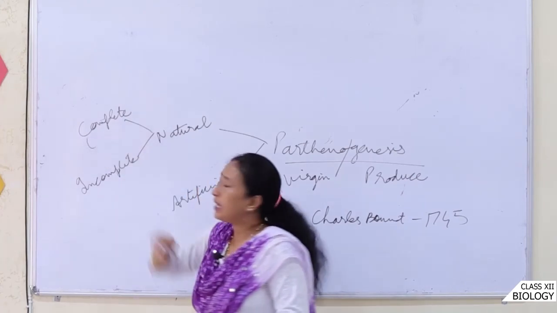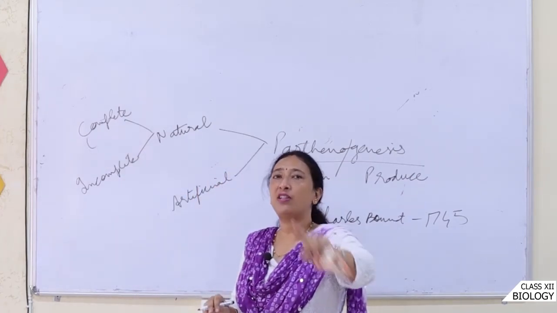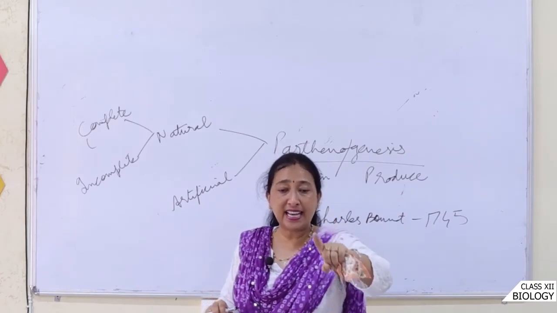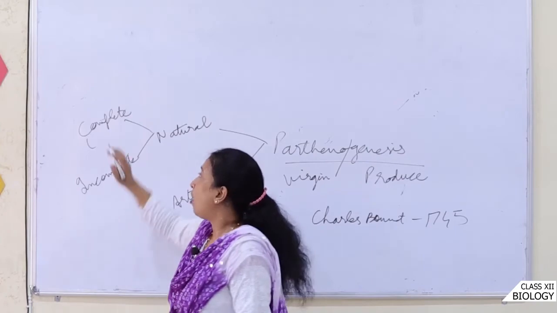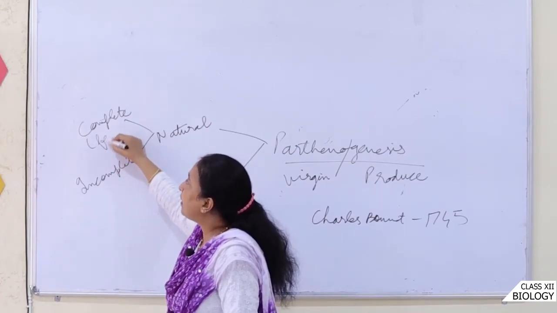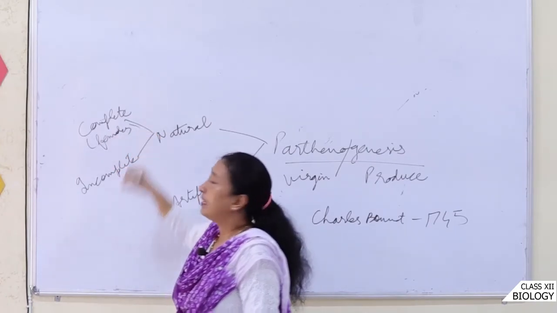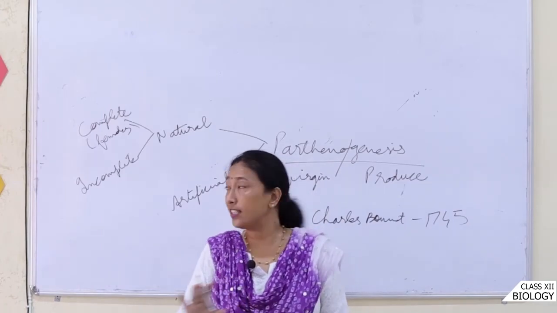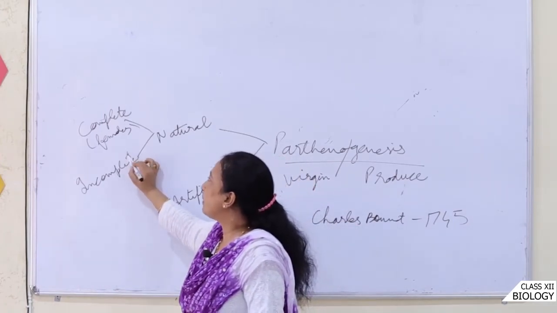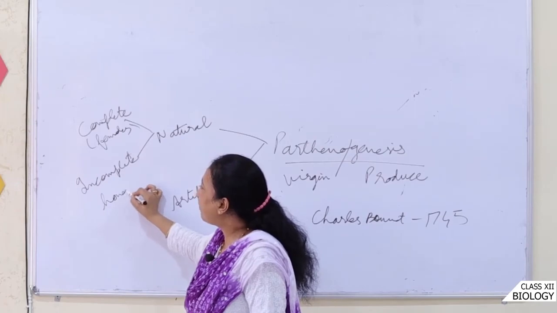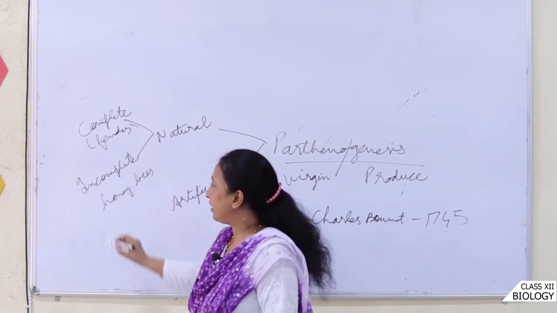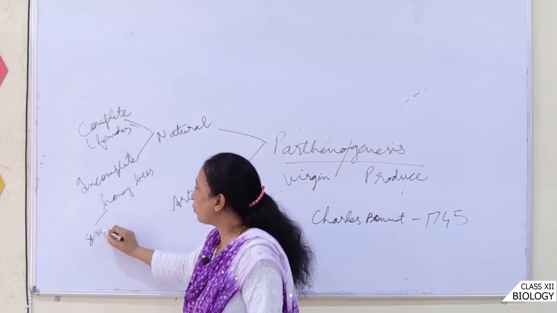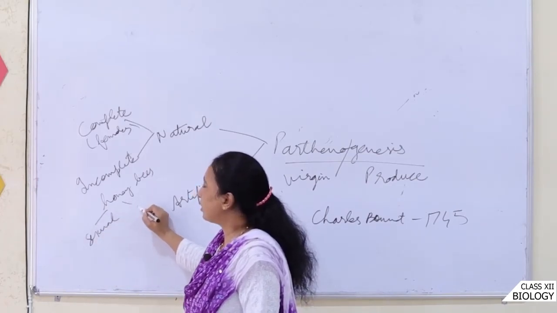Complete parthenogenesis means only one parent is involved, the population is represented by females only, there is no sexual reproduction, and only parthenogenesis takes place. Incomplete parthenogenesis is what happens in honeybees. Honeybees go for sexual reproduction as well as parthenogenesis.